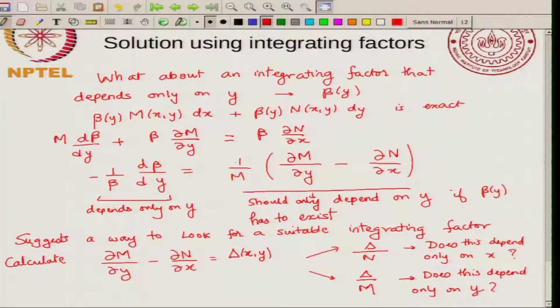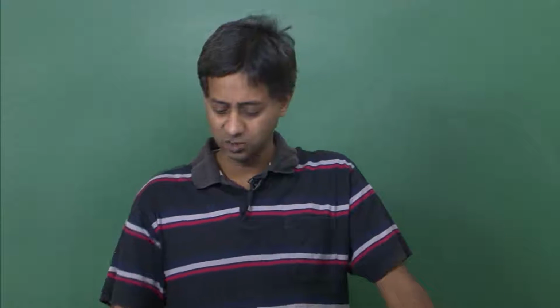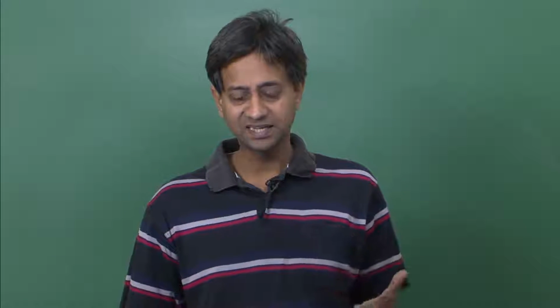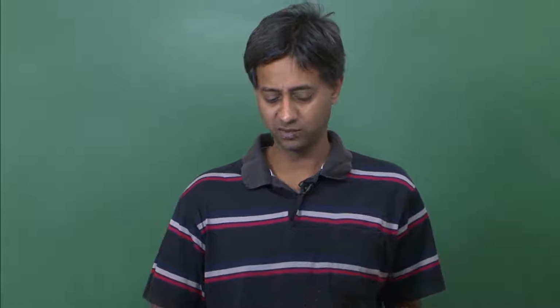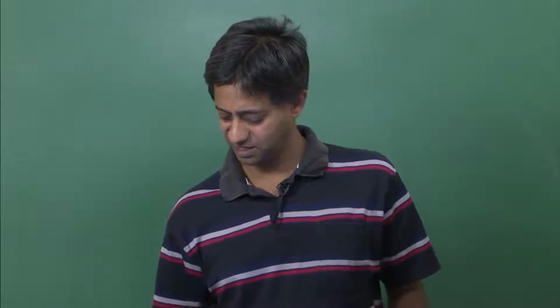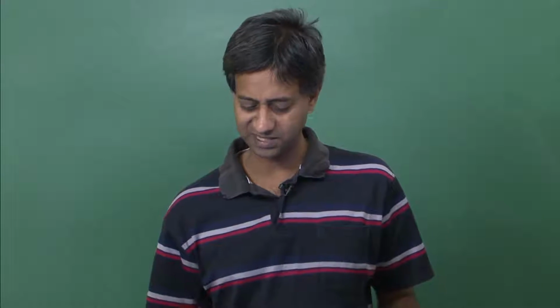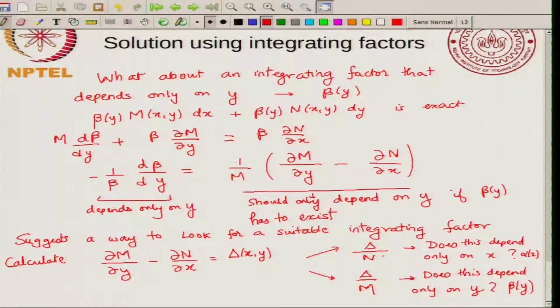If this depends only on x, then you get your integrating factor alpha of x. If this depends only on y, then you get an integrating factor beta of y. Okay. So what this tells you is that you can use this method of integrating factors to actually convert an inexact differential to an exact differential. Okay. So finally, if you get one of these conditions satisfied, then you multiply your differential equation either by alpha or beta, and now the differential equation becomes an exact differential equation.